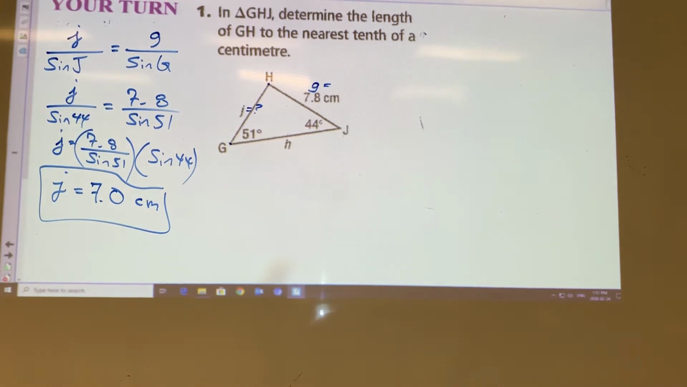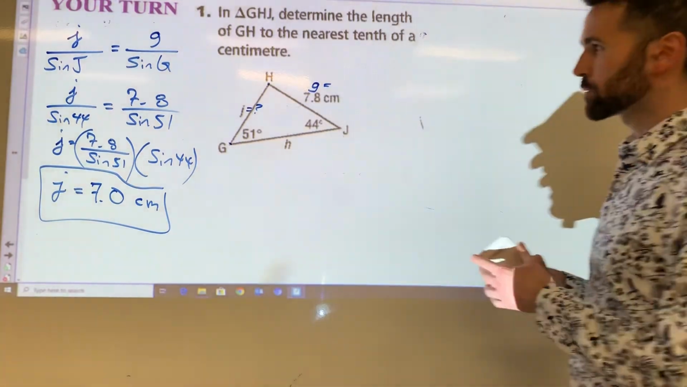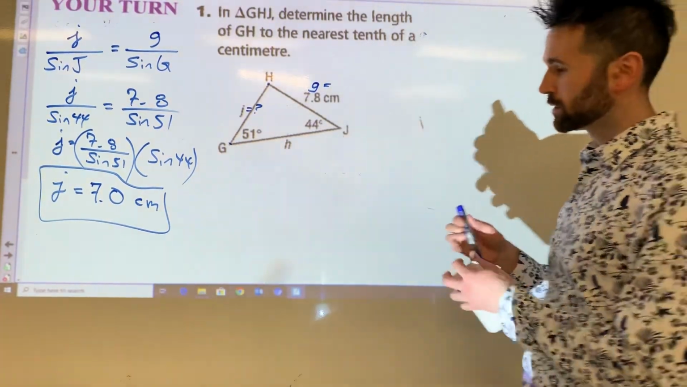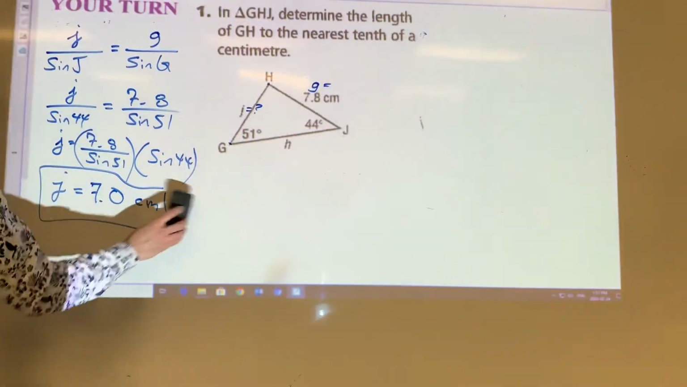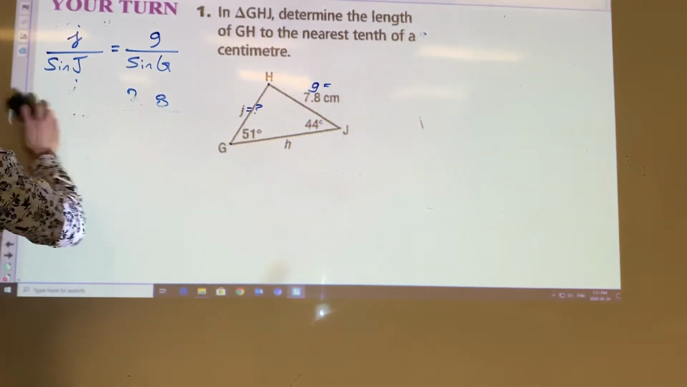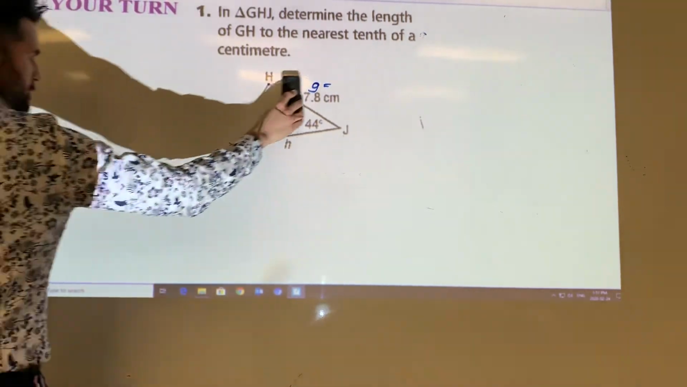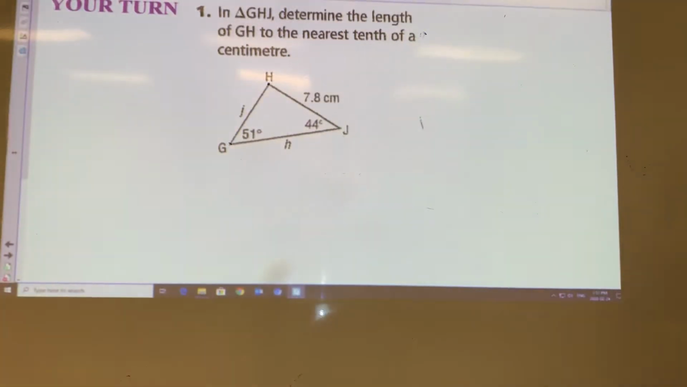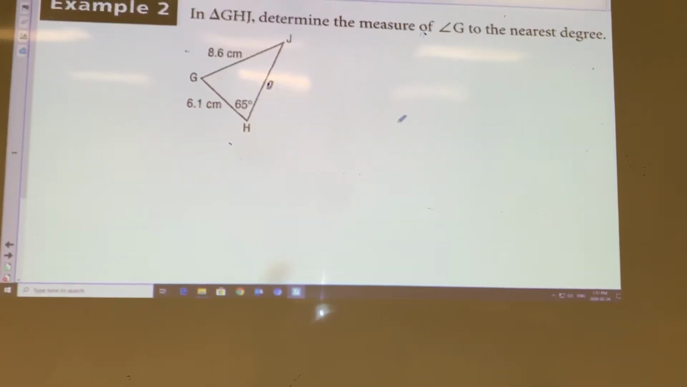I'm going to show you a question now where, so we've done 2 where we're solving for a side. I'll do another one now where we solve for an angle. Okay? Before I do that, I just want to quickly mention how we're going to do that. So here's one where we're finding an angle.